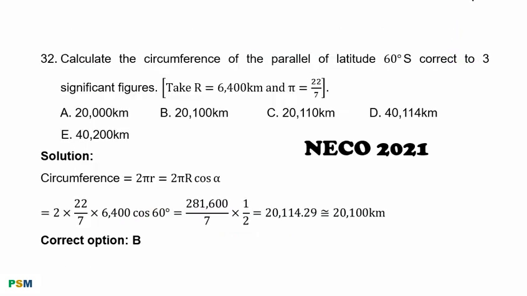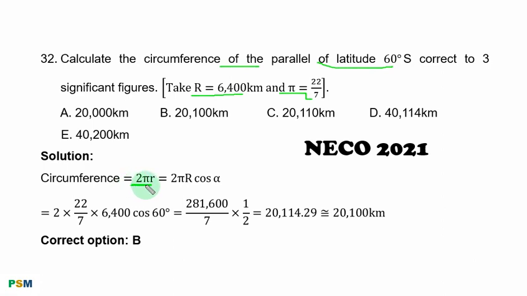Example 32. Calculate the circumference of the parallel of latitude 60 degrees south correct to 3SF. Take radius of the earth equal to 6,400 kilometers and pi equal to 22/7. Solution. Circumference is given as 2 pi r.